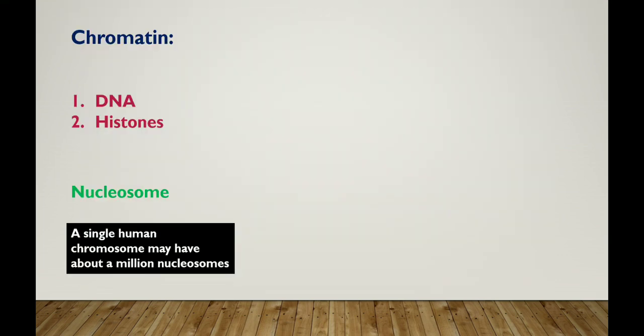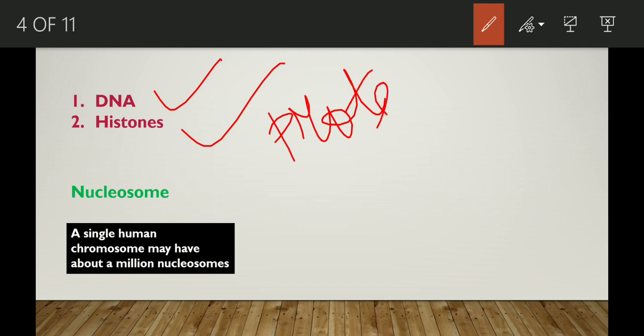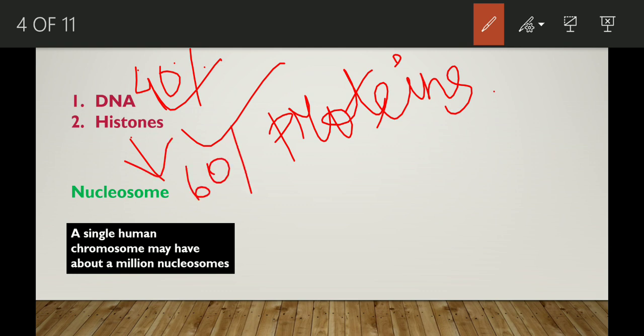Now let's see, chromatin material is made up of two substances. Basically, a chromosome is made up of chromatin fibers, and chromatin fibers are made up of two substances. One is DNA, deoxyribonucleic acid, and the other is histones. Histone is a particular type of protein present in chromatin. DNA is about 40% and histones are about 60% of the chromatin fibers, so the majority of chromatin fibers is made up of histones.